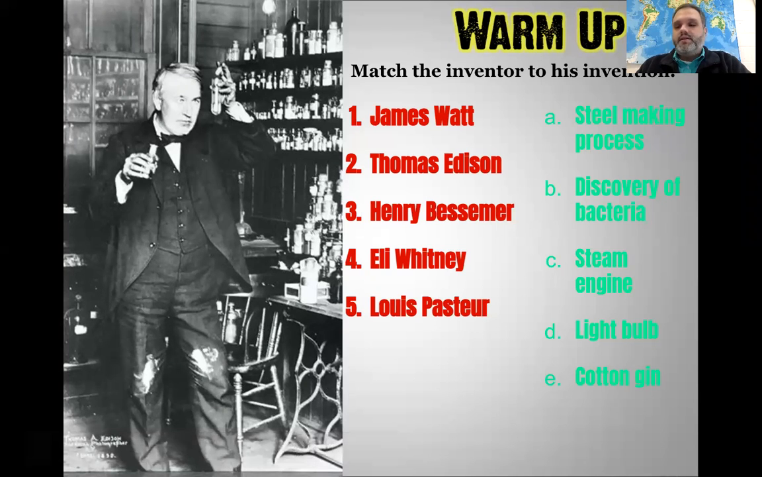One, James Watt is, of course, going to be C, the steam engine. James Watt created the steam engine. And then two, Thomas Edison famously created the light bulb, choice D. Number three, Henry Bessemer invented the steel making process, choice A. And then four, Eli Whitney and the cotton gin, so choice E. And then five, Louis Pasteur, the discovery of bacteria.